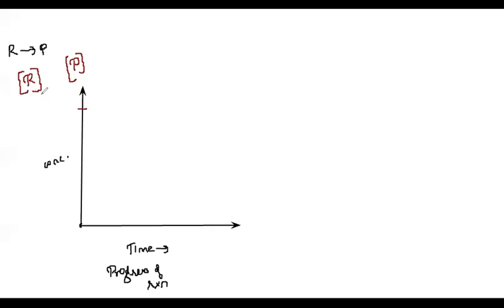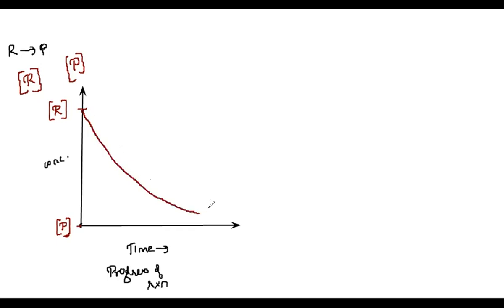So at the beginning, the concentration of reactant is maximum. Let me say this is the concentration of reactant. And at the beginning only, the concentration of the product is 0, right? So this is the concentration of the product. As time progresses, or as the progress of the reaction happens, what happens to the concentration of the reactant? The concentration of the reactant goes on decreasing, correct?